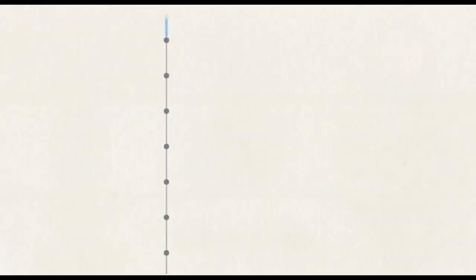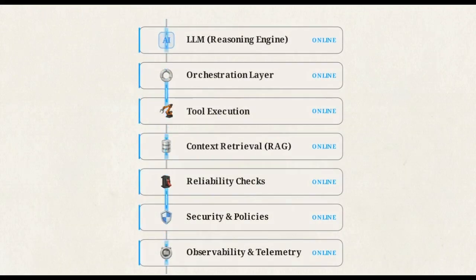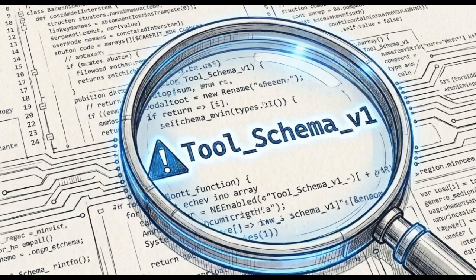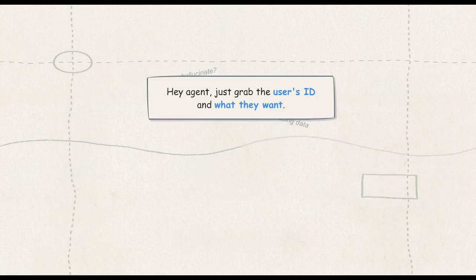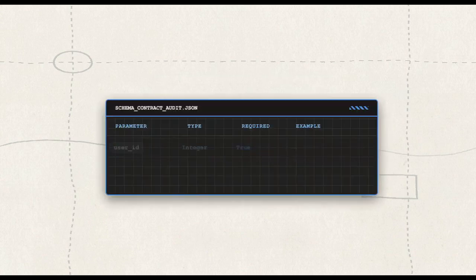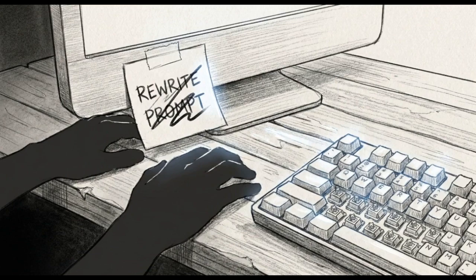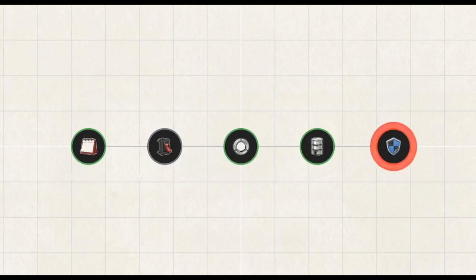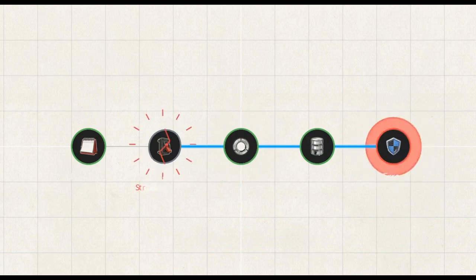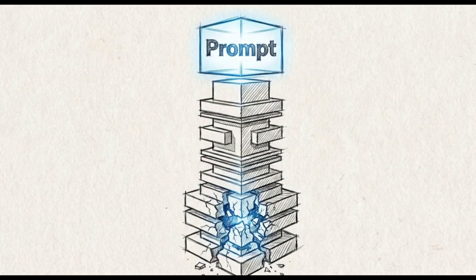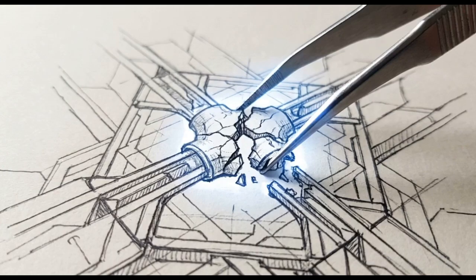This completed diagram represents the infrastructure required to move an agent from a demo environment to a live deployment. Your first step is to audit your tool schemas. Ensure that every contract has strict data typing and clear examples to eliminate model ambiguity. Second, stop modifying prompts when a failure occurs. Instead, use your telemetry pipeline to trace the failure backward and isolate the structural break in the system. In production, the root cause of an error is rarely the wording of an instruction. It is usually a breakdown in the system's architecture.